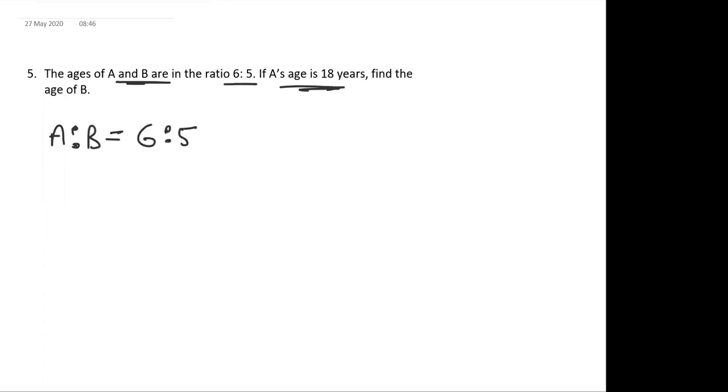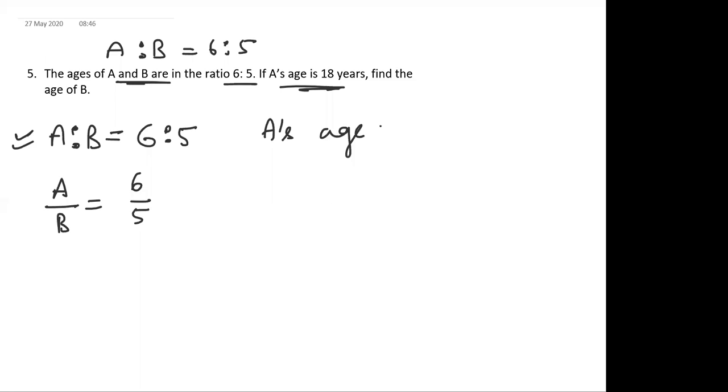Okay, that's what is given, na. Ages of A and B are in the ratio of 6:5. So that's what I have written here. Now you can write it A upon B is equal to 6/5. Now A's age is 18 years.